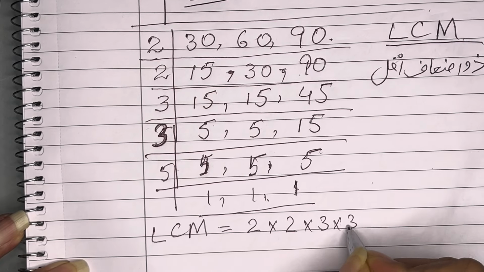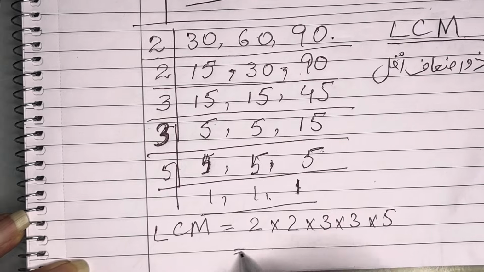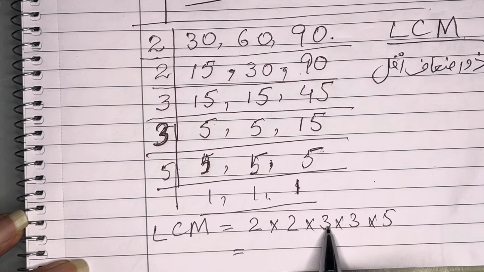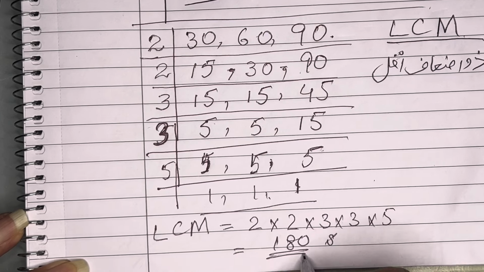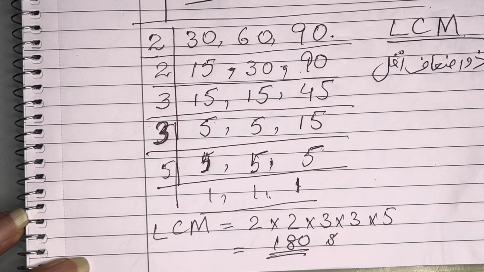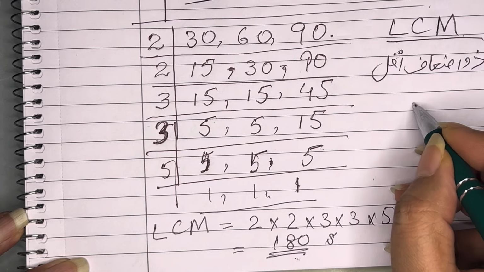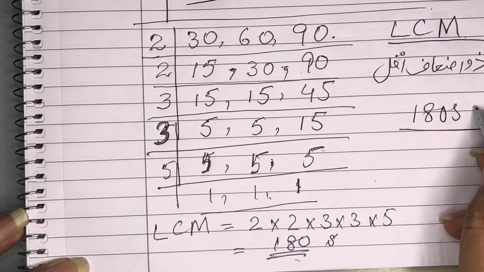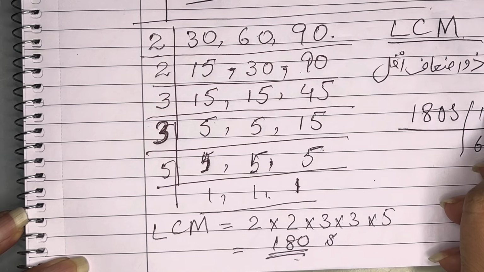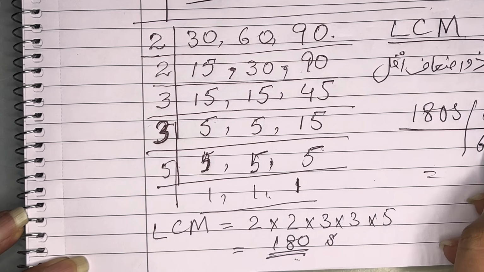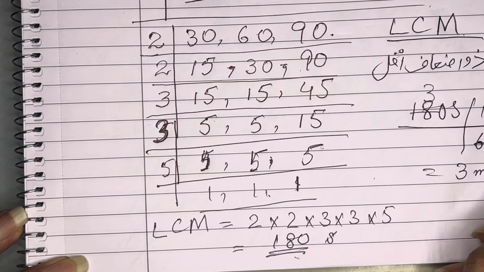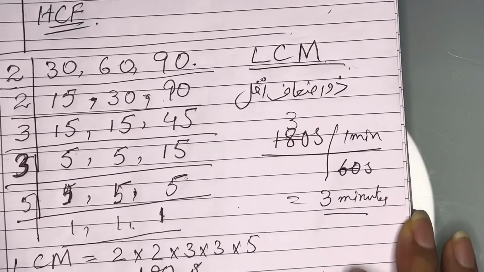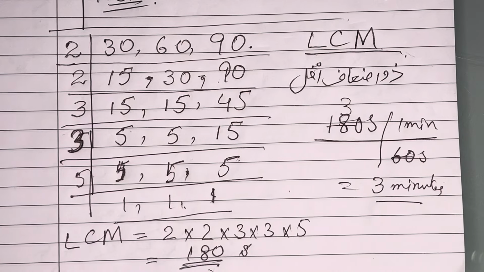And the least common multiple, LCM, will be by taking care of all the factors on the side: 2 multiplied by 2 multiplied by 3 multiplied by 3 multiplied by 5, which is 180 seconds. So the lights will blink together after 180 seconds, and those 180 seconds can be converted to minutes, because we know there are 60 seconds in 1 minute and the answer is 3 minutes. So after 3 minutes the lights will blink together.